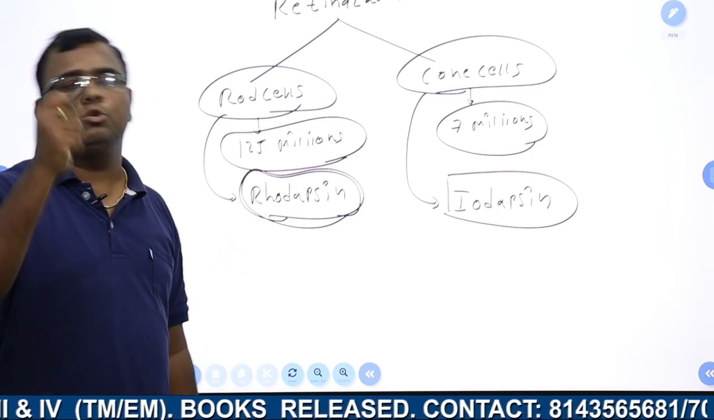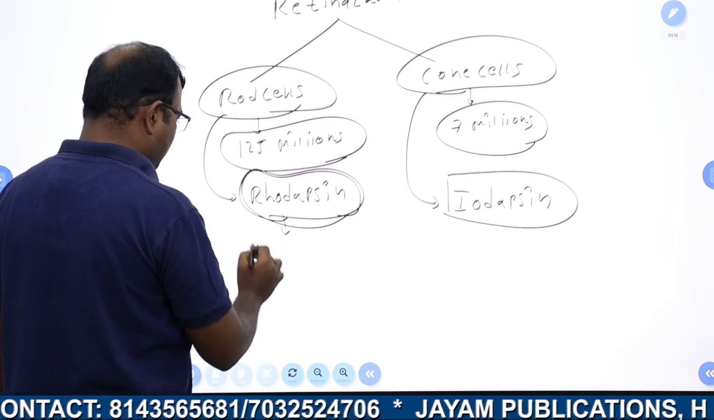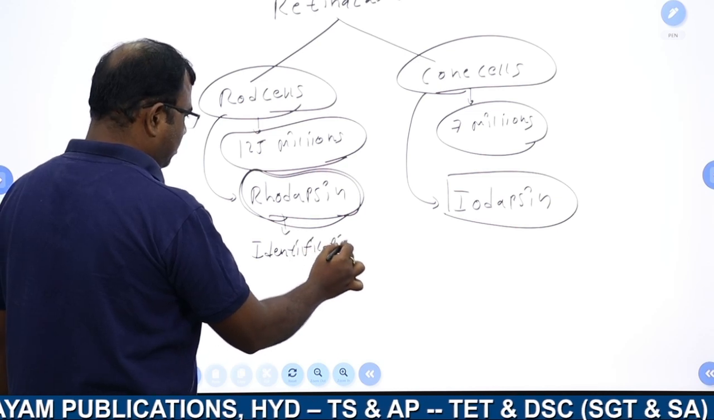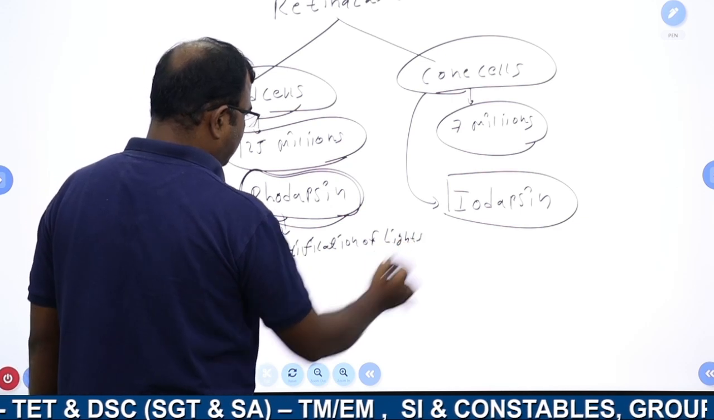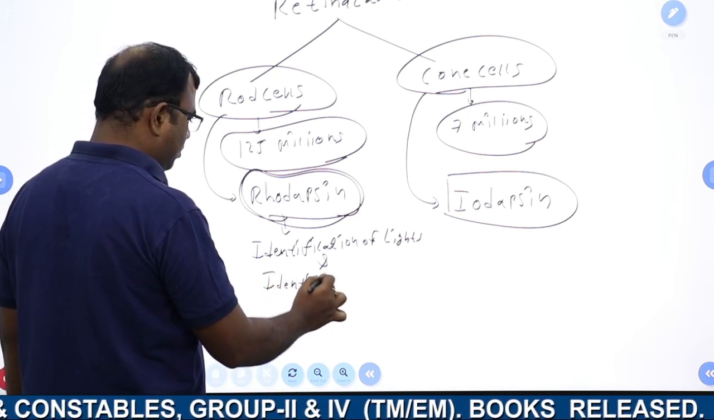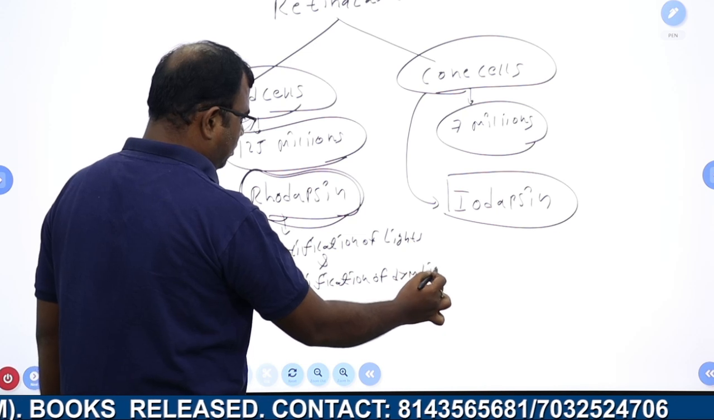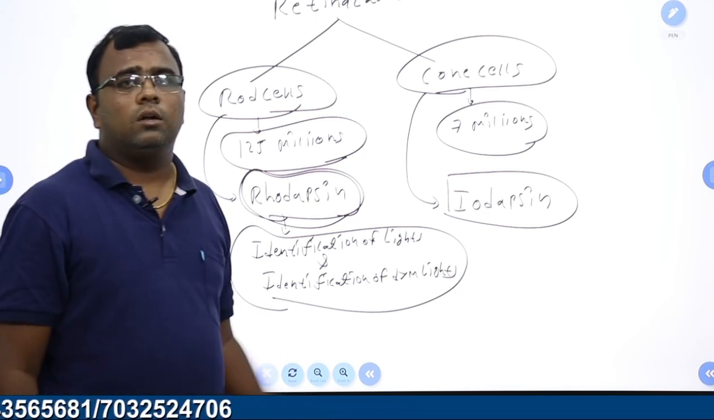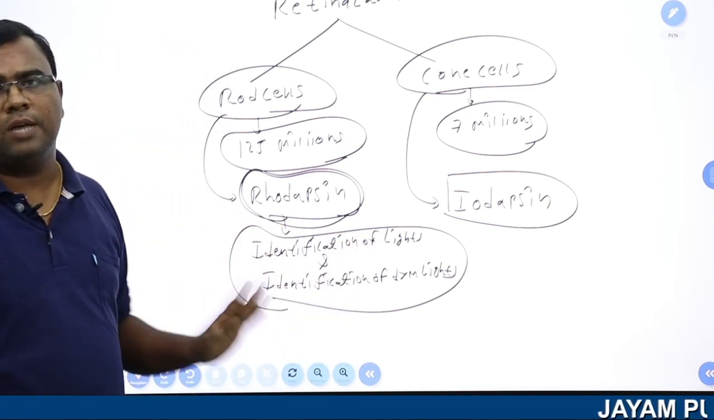The rhodopsin pigment is used for identification of lights and identification of dim lights also. This is the function of rhodopsin pigment.